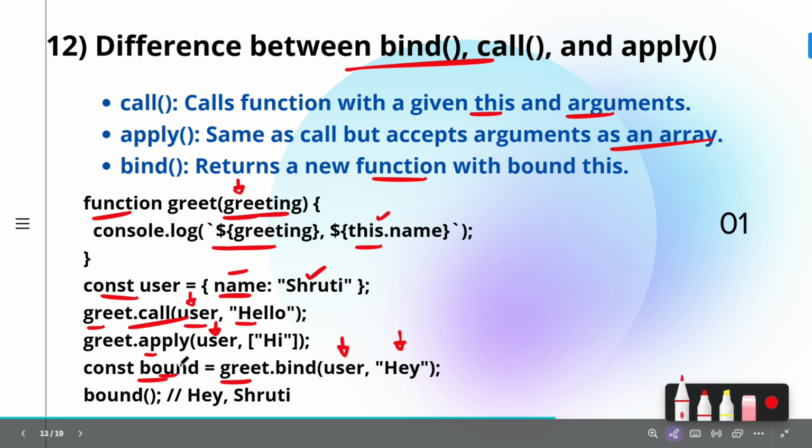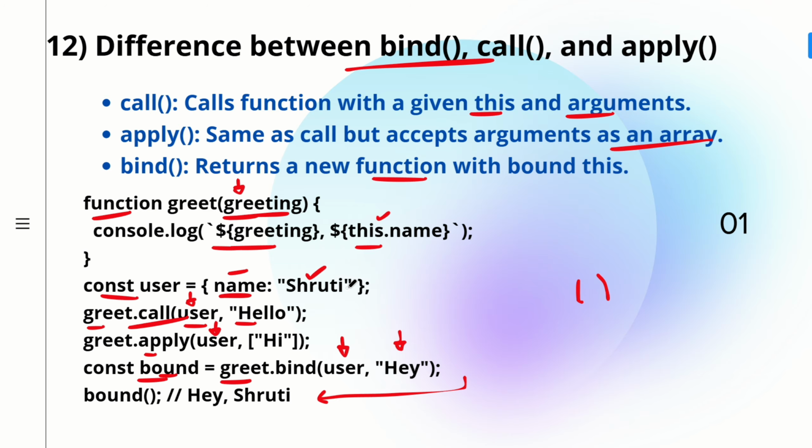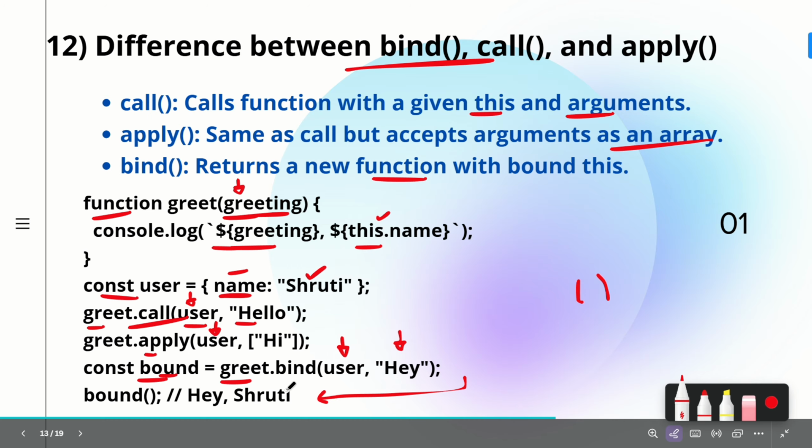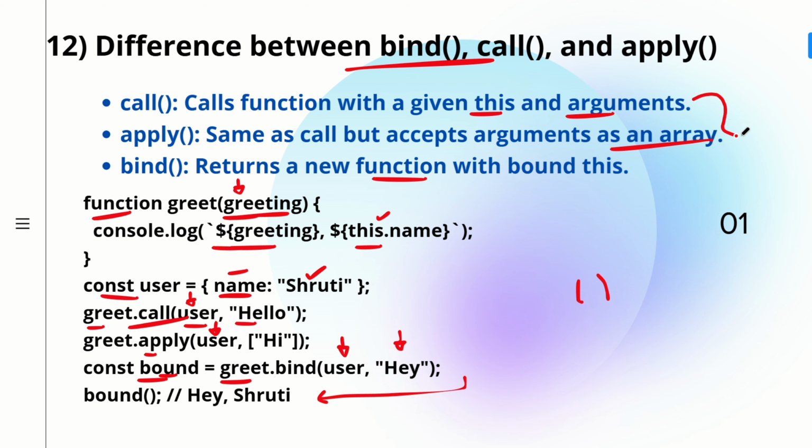Now if you want to log anything to the console, you have to call this function, and then something will be printed in your console. How do we call a function? We use parentheses. Since the bound result is a function, we have to call that function. The greeting which we sent was hey, and whatever our object is, user.name, that is Shruti. So hey Shruti is printed. So these are the differences between bind, call and apply. You can state the definition, and in case the interviewer asks you to show a code example, then you can show this code example.